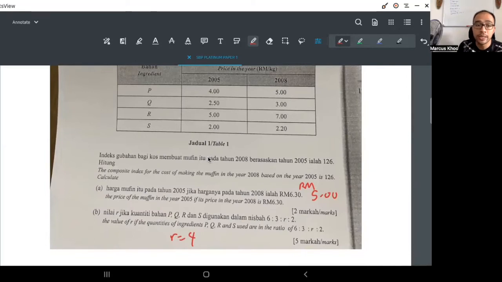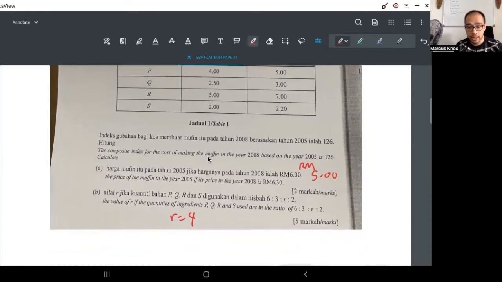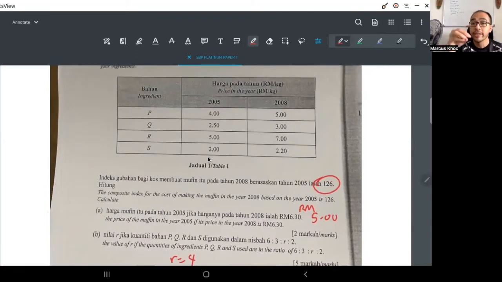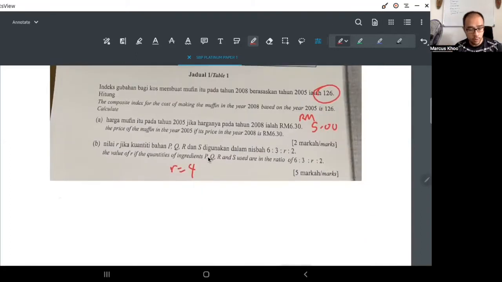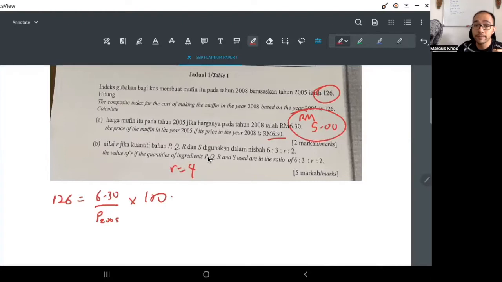Okay, so first of all, calculate the price of the muffin in the year 2005 if the price in the year 2008 is 6 ringgit and 30 cents. So you just use this 126 now because it is the muffin, not the ingredients in the muffin. Okay, so 126 equals 6 ringgit and 30 cents over the price in 2005 times 100. You get the price in 2005 is about 5 ringgit.